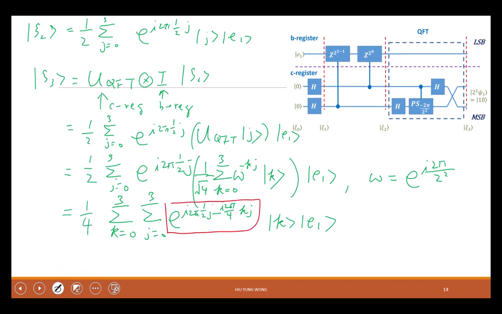What is this? This is equal to e to the power i 2 pi times 1 over 2 minus k divided by 4 j. Am I right? I might do something wrong. Yes, which is correct.